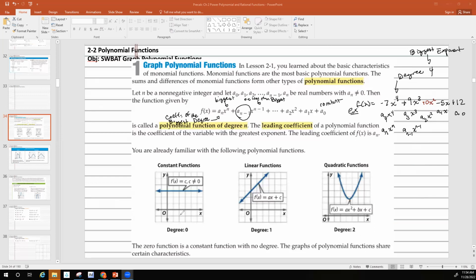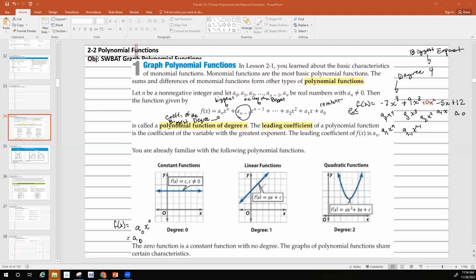All right, so we have some functions that we already know. We have a constant function. Remember, this is a degree 0, because it's just the constant. It does have an x, but the exponent for x is 0, and anything to the 0 power is just 1. So that's why it's just a sub 0.